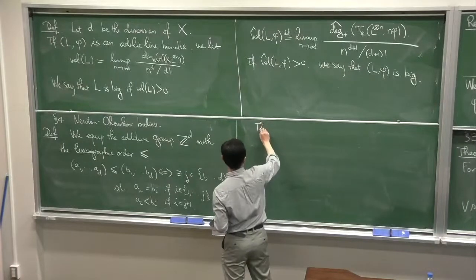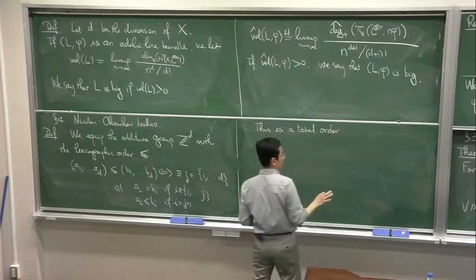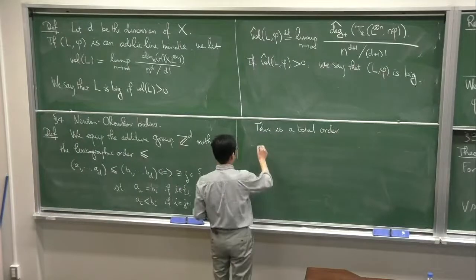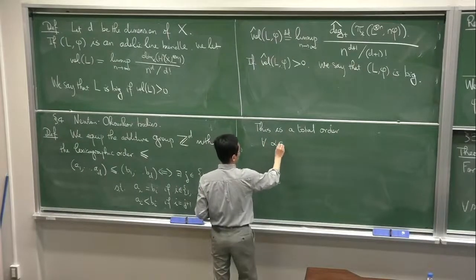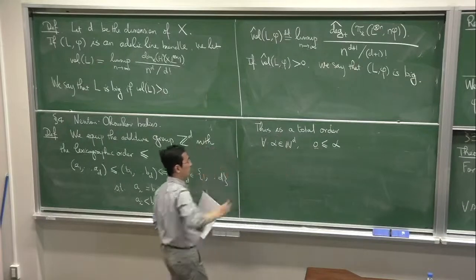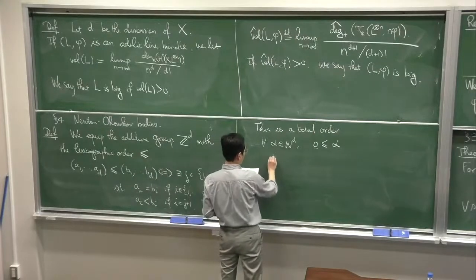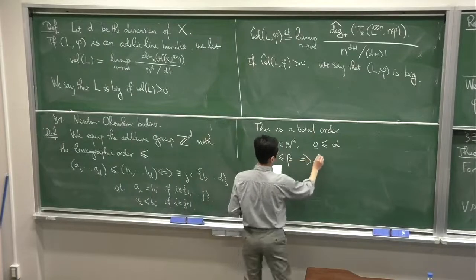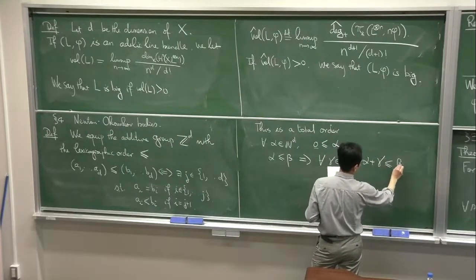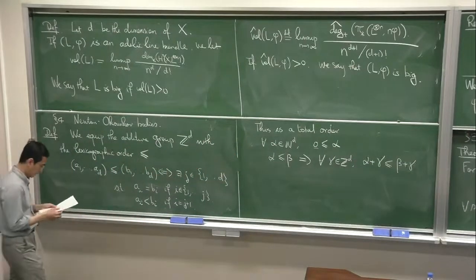So what is the property of this? So this is a total order, in the sense that you can compare any pair of vectors. And also for any alpha in N^d, you always have 0 smaller than alpha. So this 0 is the zero vector. And also, alpha smaller than beta implies that for any gamma in Z^d, you have alpha plus gamma smaller than beta plus gamma. So these are very nice properties of this order.